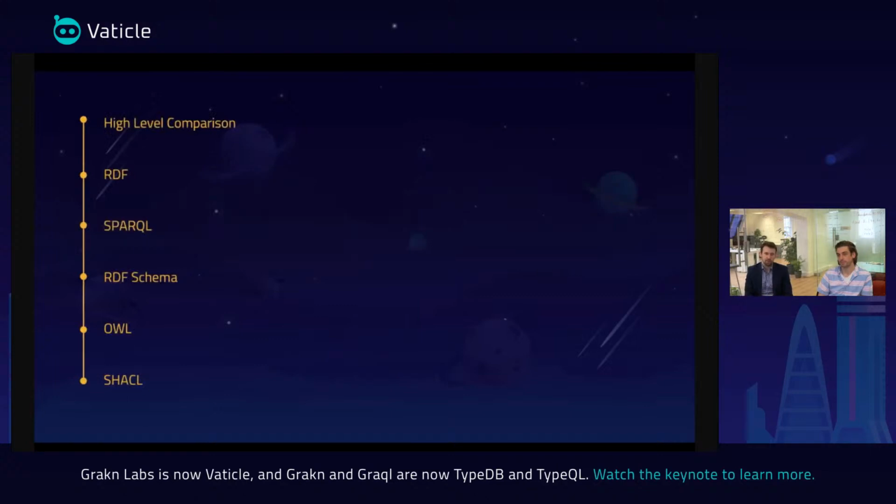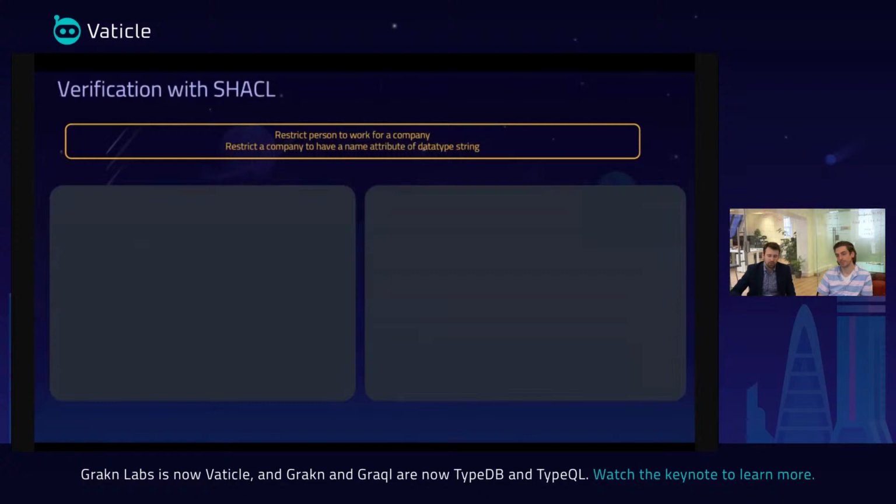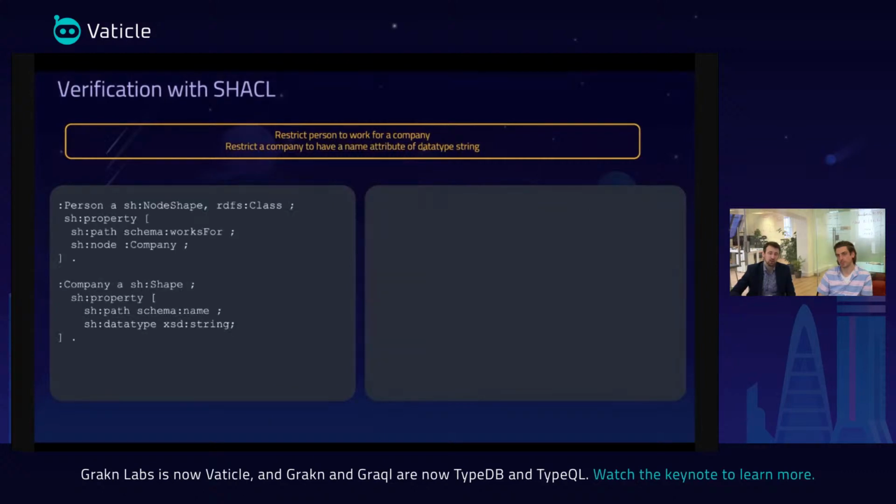So finally, we want to look at SHACL, but only on the surface, because one of the important things of TypeDB is the ability to do schema validation, or just general, the ability to do schema and guarantee safety at the database. So if we want to restrict a person to work for a company and restrict a company to have a name attribute of data type string, in SHACL we could do it like so.